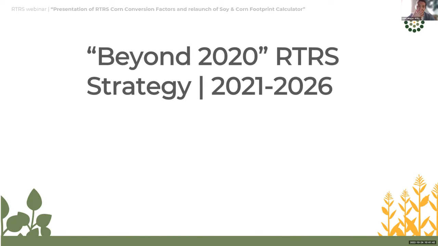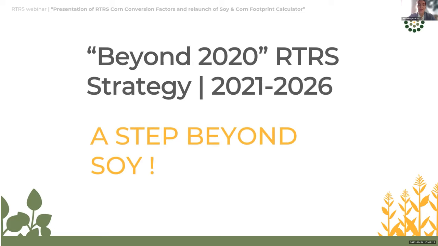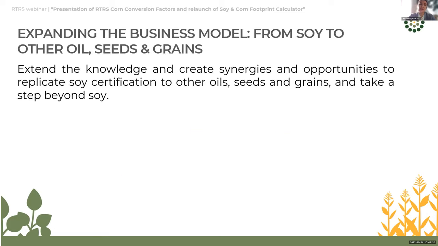But this journey continued, and in 2021, RTRS launched the Beyond 2020 RTRS strategy, the RTRS Association roadmap for the period 2021-2026. I'm mentioning this because the topic we are sharing today is framing this strategy. Among the five pillars on which the strategy is structured, today we will focus on two of these strategic decisions. RTRS decided to extend the knowledge and create synergies and opportunities to replicate soy certification to other oils, seeds, and grains, and take a step beyond soy.